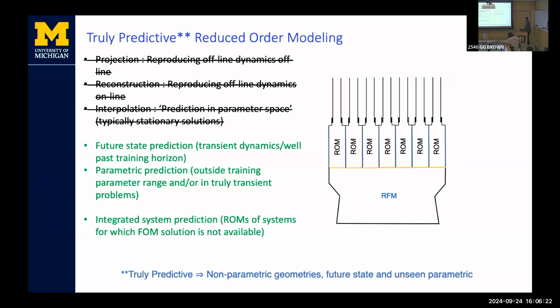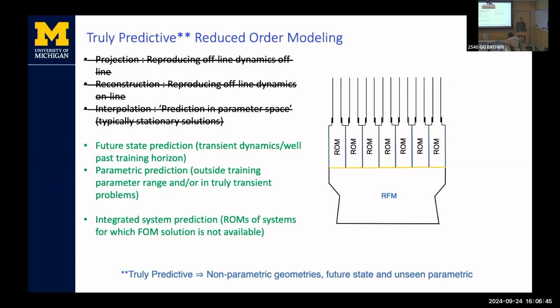And the third thing is, I just told you that I cannot do a full simulation of the full system. Okay? So can I build reduced order models for components of the system and then stitch them together to be able to perform a prediction on the full system, right? So these are some of the goals.